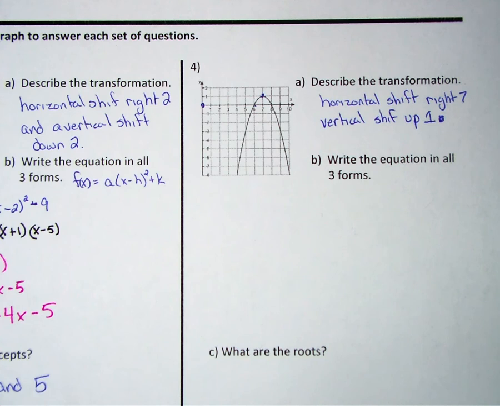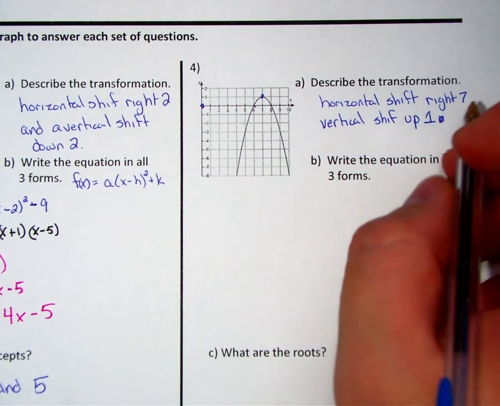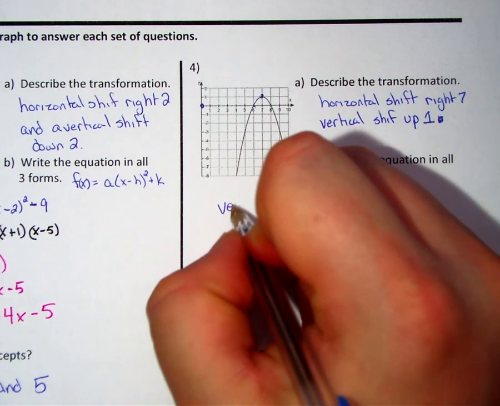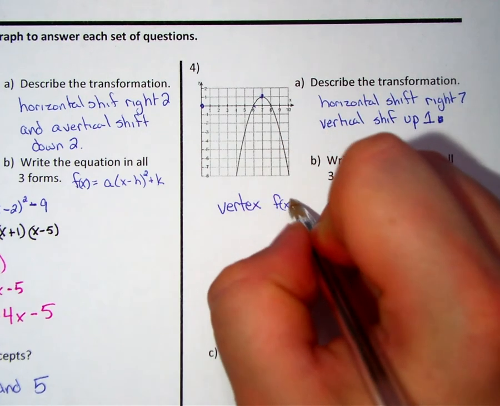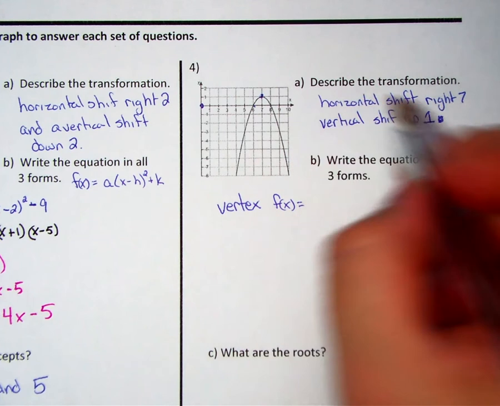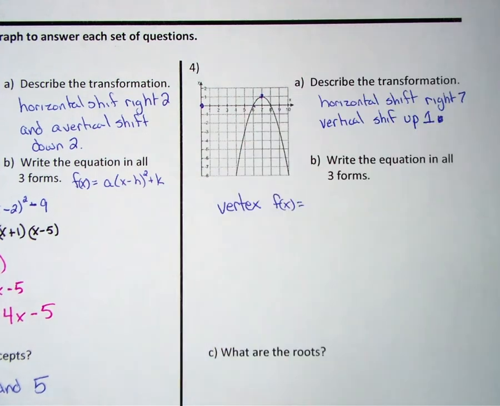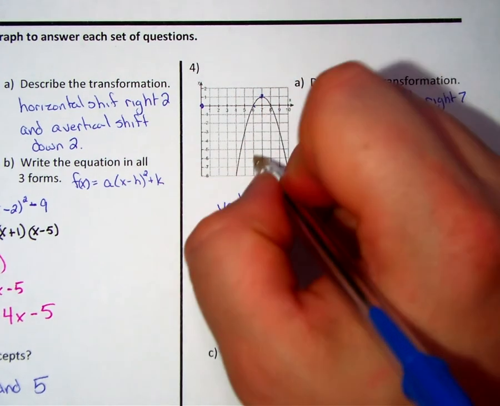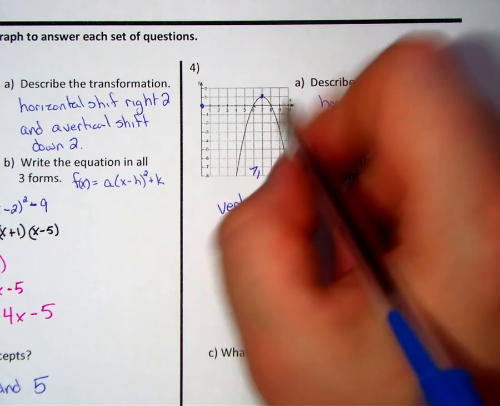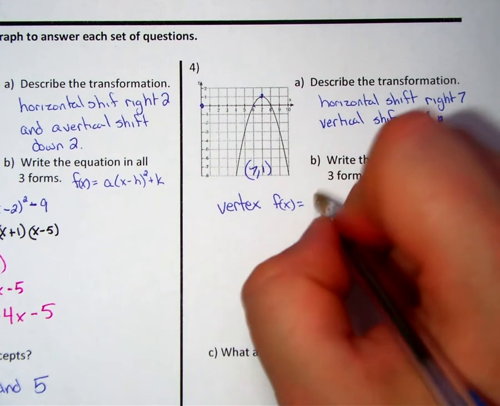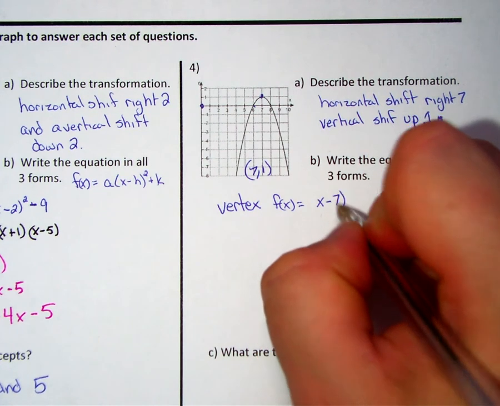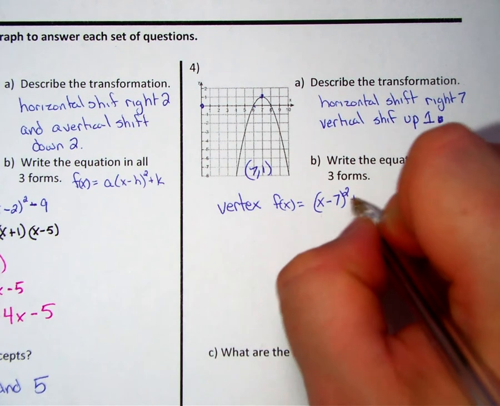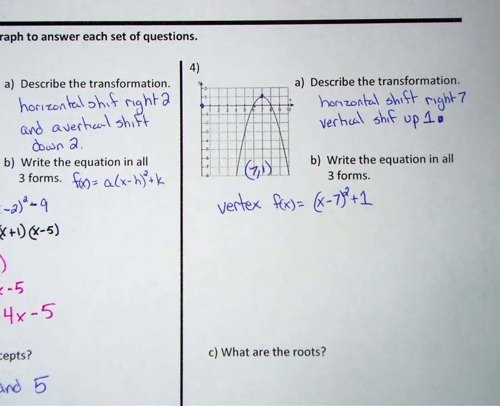So let's write our equations. Again, I will start in vertex form. So vertex form, f of x is equal to, let's write down my vertex so I can see what it is. We have a 7, 1. So I want the opposite of my x value, x minus 7 squared plus 1.